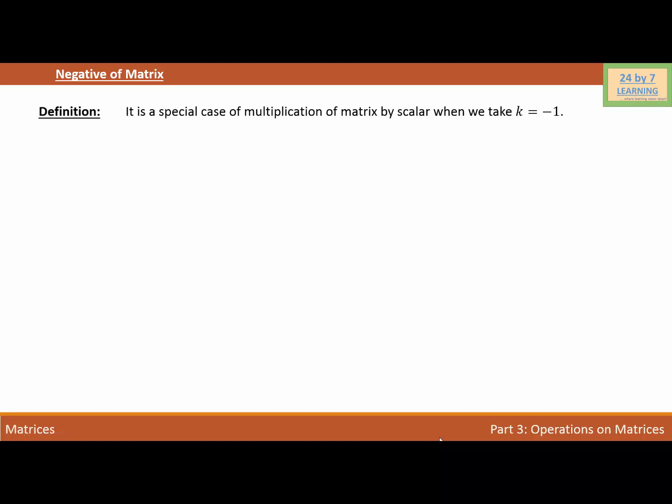Negative of a matrix. The negative of a matrix is a special case of multiplication of a matrix by a scalar when k is equal to -1. Let's consider an example where we can define what a negative matrix is. Let A be a matrix with elements A11, A12, A13, A21, A22, A23, A31, A32, A33. Let's consider a constant k, which is a scalar that is equal to -1.